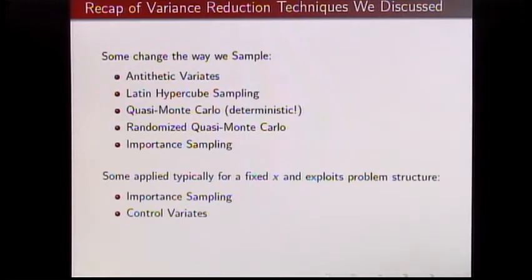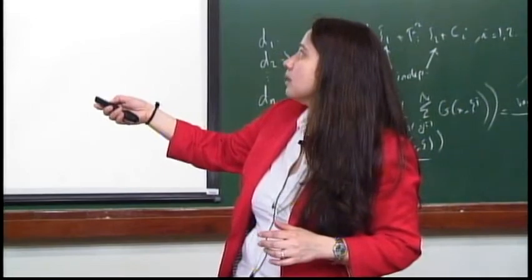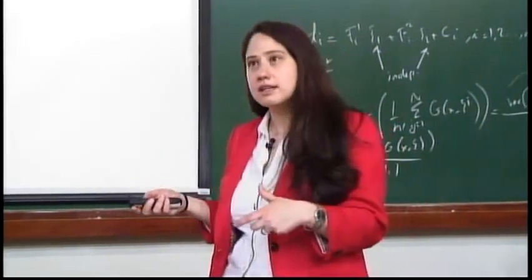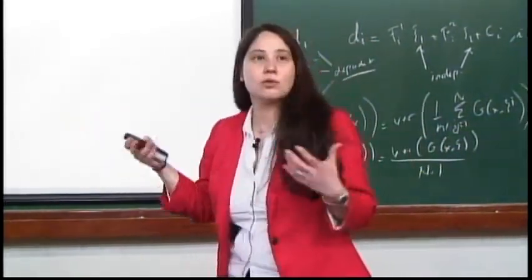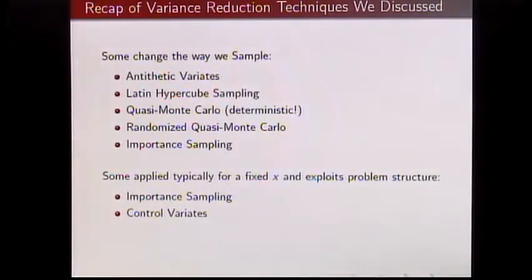So these change the way we sample, especially these four here, right? How we generate these points. So you just give me the xi or its distribution, right? I'm gonna generate antithetic or Latin hypercube or some kind of quasi-Monte Carlo sequence and then shift it randomly. Importance sampling uses the distribution as well as exploits the structure of the problem typically.